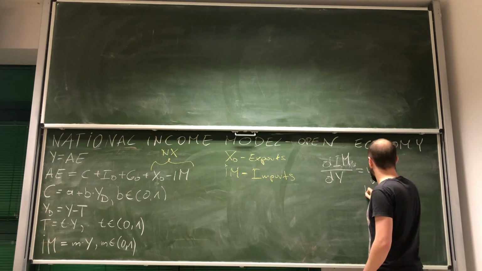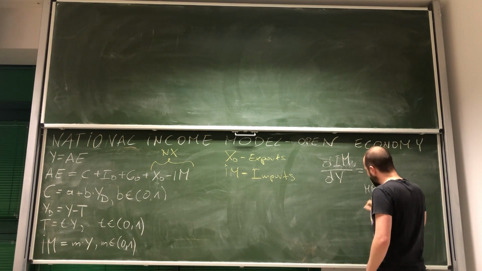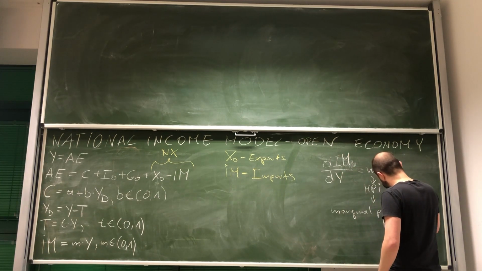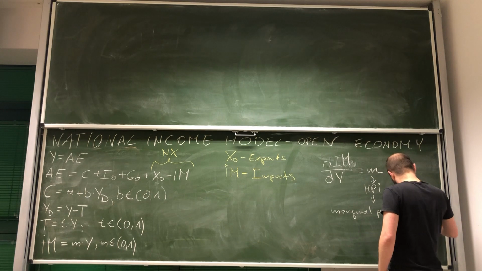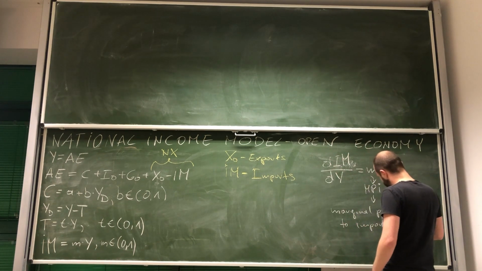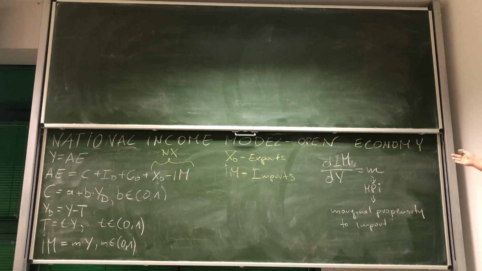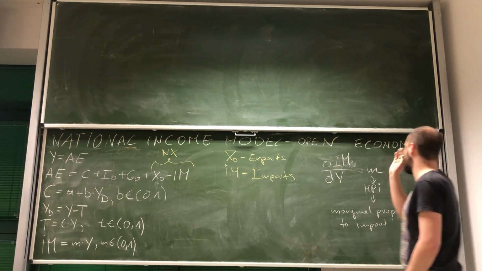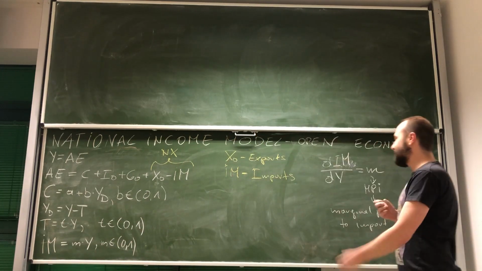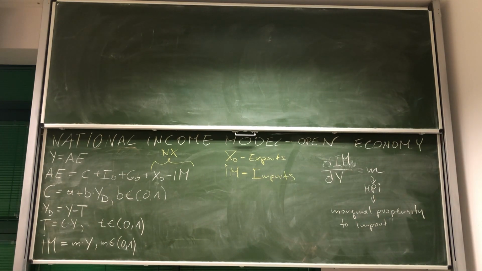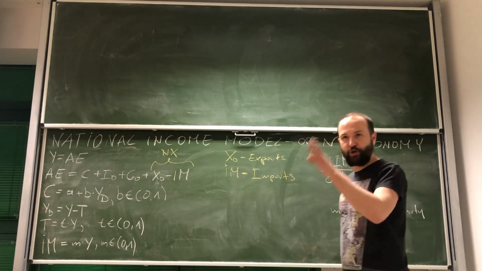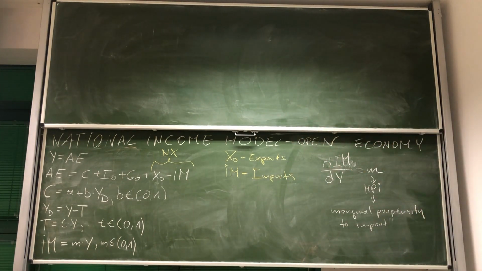This is why we call this MPI, marginal propensity to import. And of course, this is again a ratio, a fraction, a number between 0 and 1, and it tells us how much out of one additional dollar we spend on goods produced abroad.